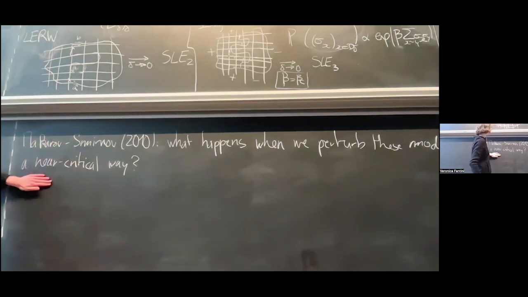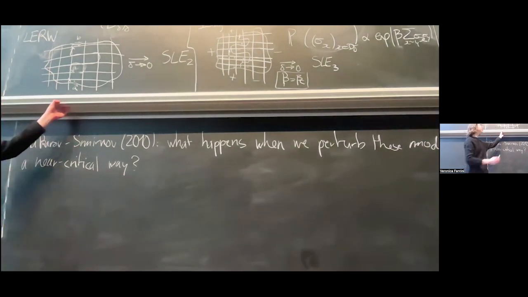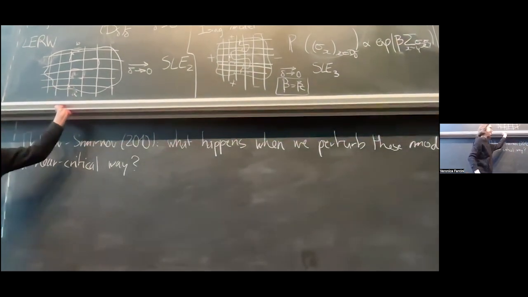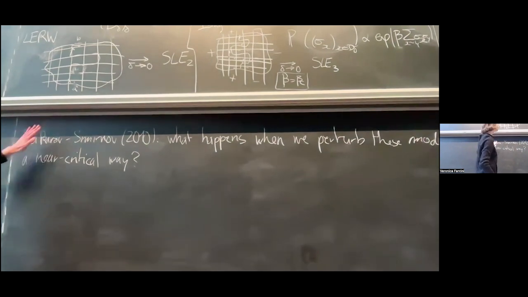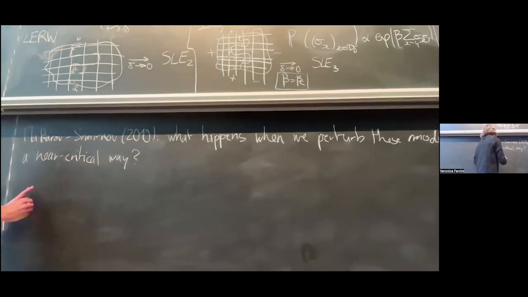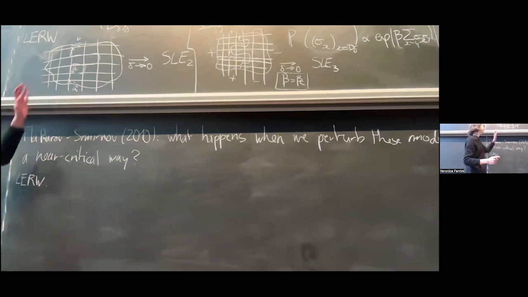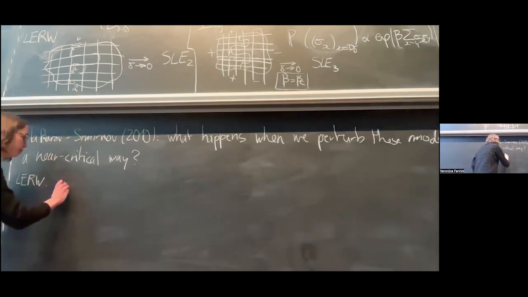And so what do they mean by perturbing in a near critical way? It is basically perturbing those models, but in a way that you see something non-trivial in the scaling limit. So let me be a bit more concrete. For loop-erased random walk on the mesh, what you could do is to add a killing term. So instead of looking at just random walk, you look at the killed random walk.